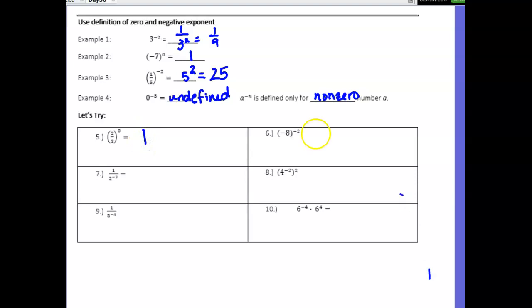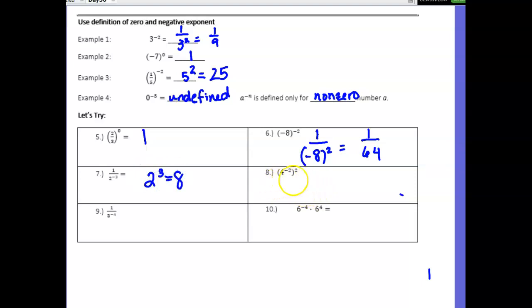Number 6, we're going to set it up by just taking the reciprocal. Okay, this is going to be 1 over negative 8, and that's going to be squared. So this would be 1 over positive 64. Here we've got the reciprocal. So if we take 2 to the negative 3 and take the reciprocal, we're going to have 2 to the positive 3, which would then be equal to 8.